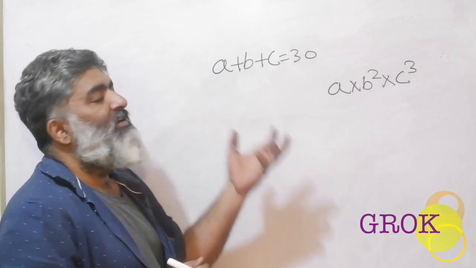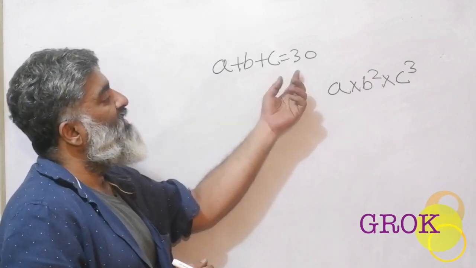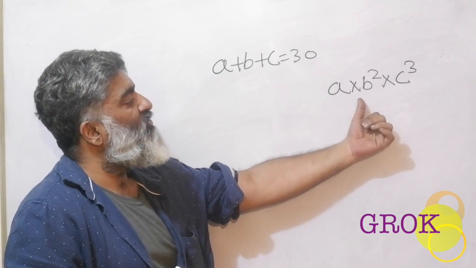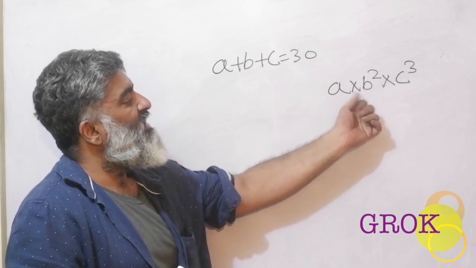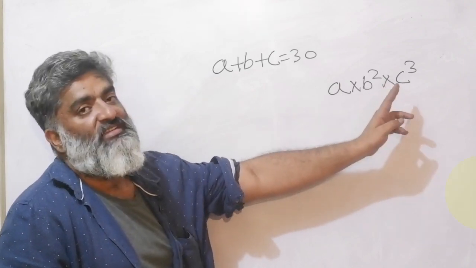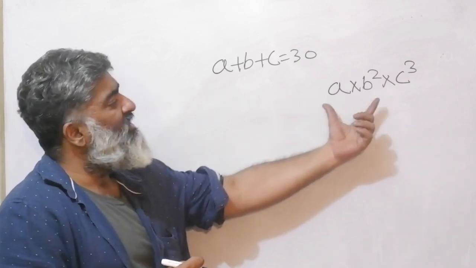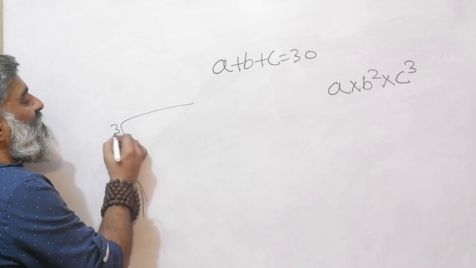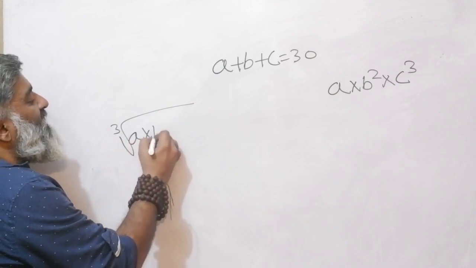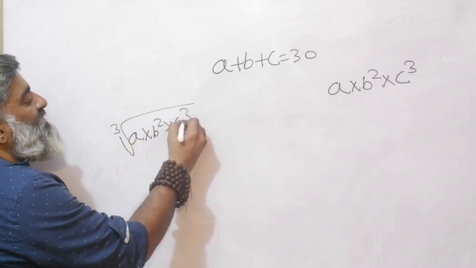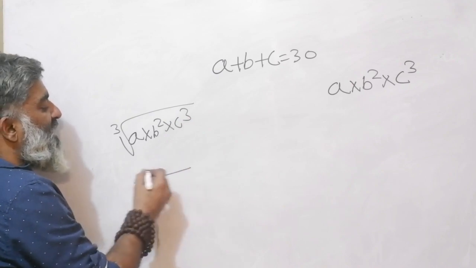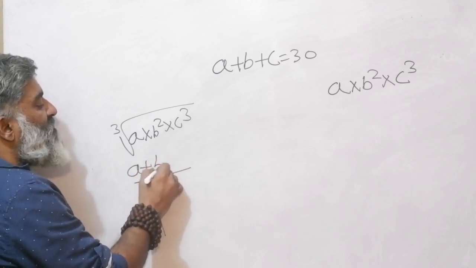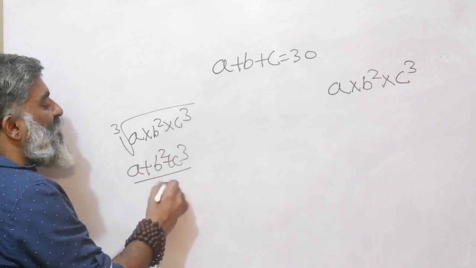Same idea, different costume. The sum is given to me, but if I look on the other side, the product looks different. There is an a, there is a b square, and there is a c cube. And if I build a story around that, if I say the geometric mean of these three terms is the cube root of a into b square into c cube, on the other side also, I will need a and a b square and a c cube divided by 3.